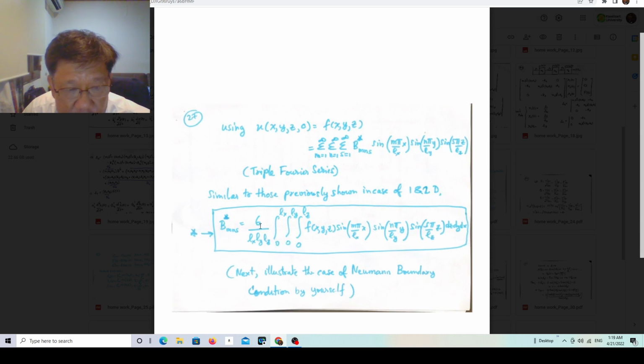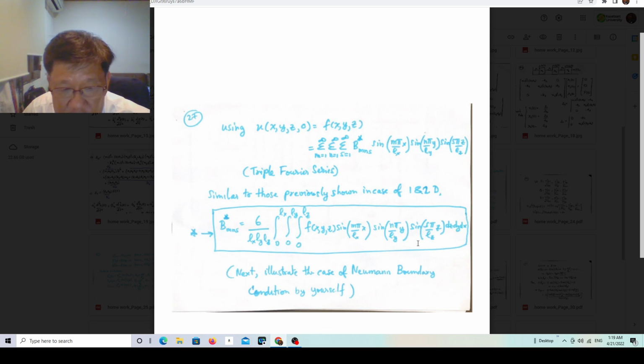And this one is a little bit of a mistake. It should not be 6. You remember that for two dimensions you get 4 divided by L sub x times L sub y. But for three dimensions it should be 8, because it is 2 times 2 times 2, or 2 to the 3. This should be the value 8, not 6. And this is the integral for the triple Fourier series.